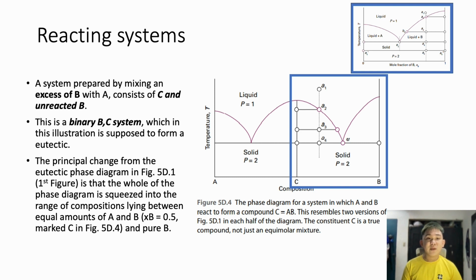is that the whole of the phase diagram is squeezed into the range of compositions lying between the equal amounts of A and B. Therefore, the mole fraction of B is equal to 0.5 and marked C in the figure 5D.4, which is here below, our reacting system diagram, and pure B. So this whole diagram is a compressed or squeezed version of this segment or part of our reacting system.